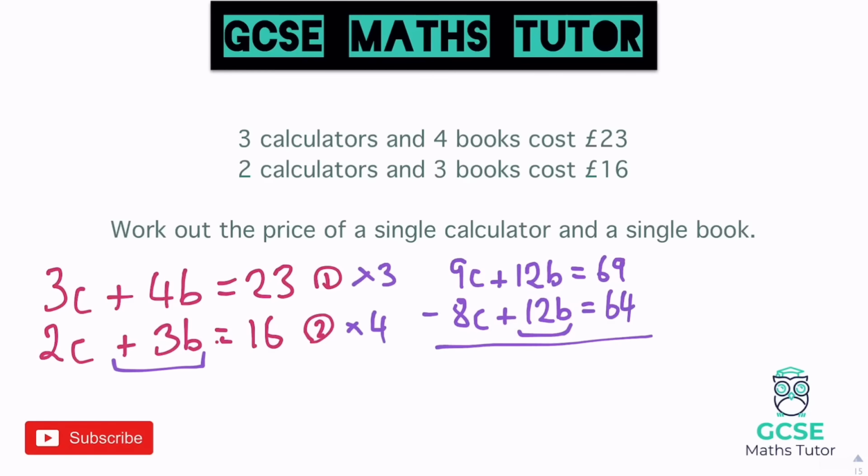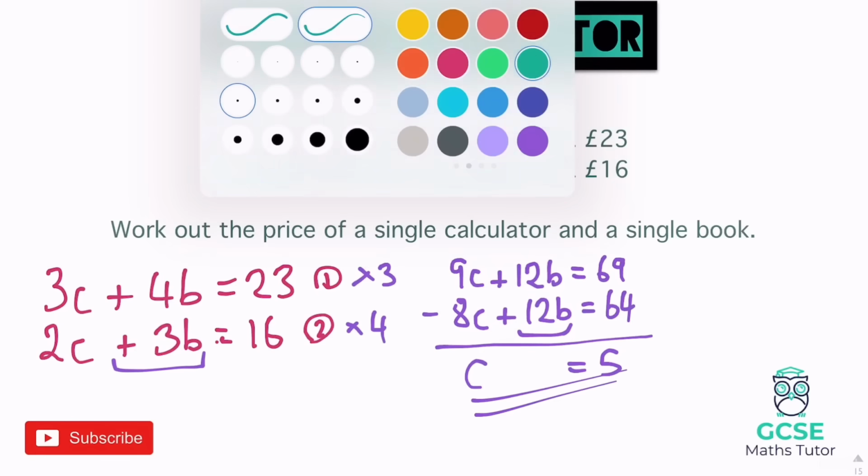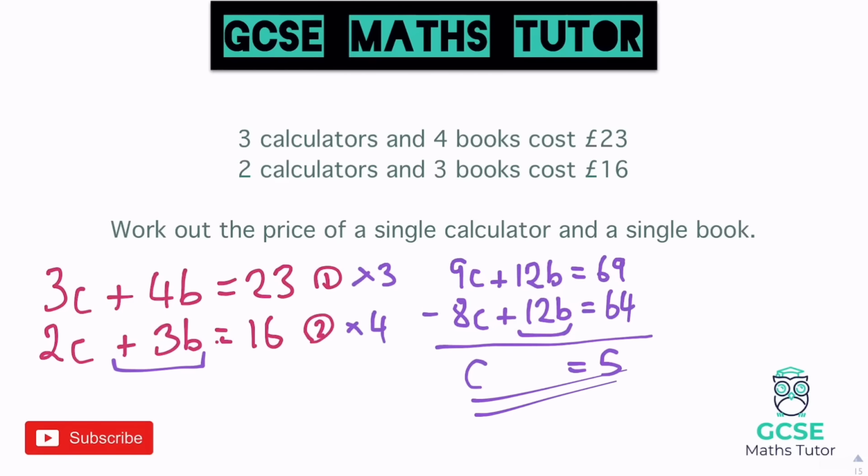So 9C, take away 8C, leaves us 1C. And 69 take away 64 is 5. So straight away we get our answer there, C equals 5. So there's our first answer, C equals 5. And then we just need to sub that back into one of these equations. Again, I'm going to pick equation 1. We could do either one here, but I'm going to pick equation 1.